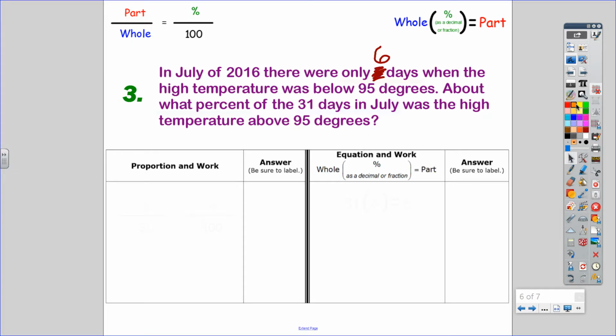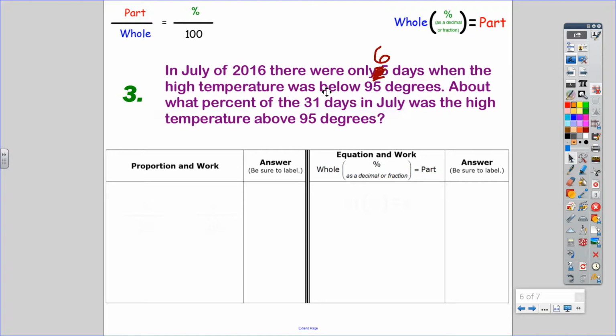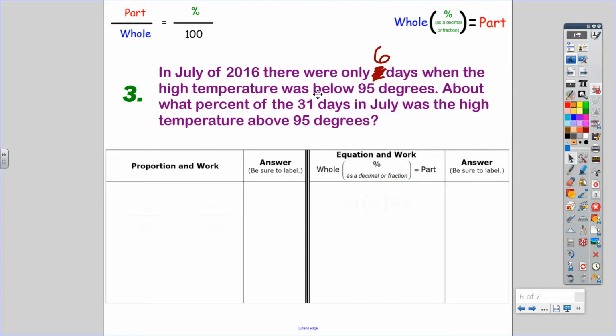So they give us the amount that were below, but then they ask us the amount that were above. So what we're going to have to do is find the answer and then subtract from the total. Let's go ahead and set up our proportion table. 6 days out of 31, the temperature was below 95 degrees. That would be what percent out of 100?